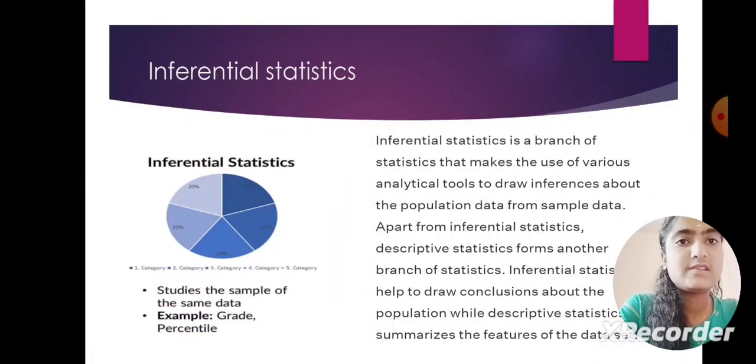Next, inferential statistics. Inferential statistics is the study of a sample of the data, for example, grade and percentile. Inferential statistics is a branch of statistics that makes use of various analytical tools to draw inferences about the population data from the sample data. Apart from inferential statistics, descriptive statistics forms another branch of statistics. Inferential statistics help to draw conclusions about the population, while descriptive statistics summarizes the features of the data set.